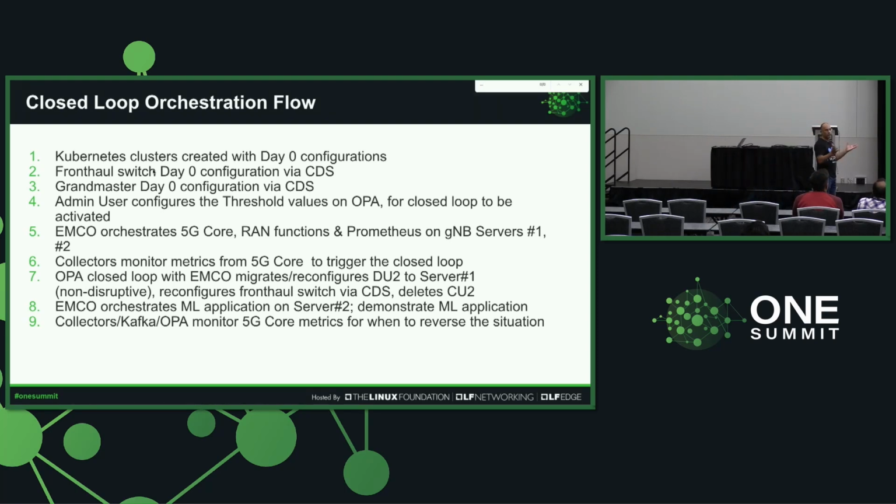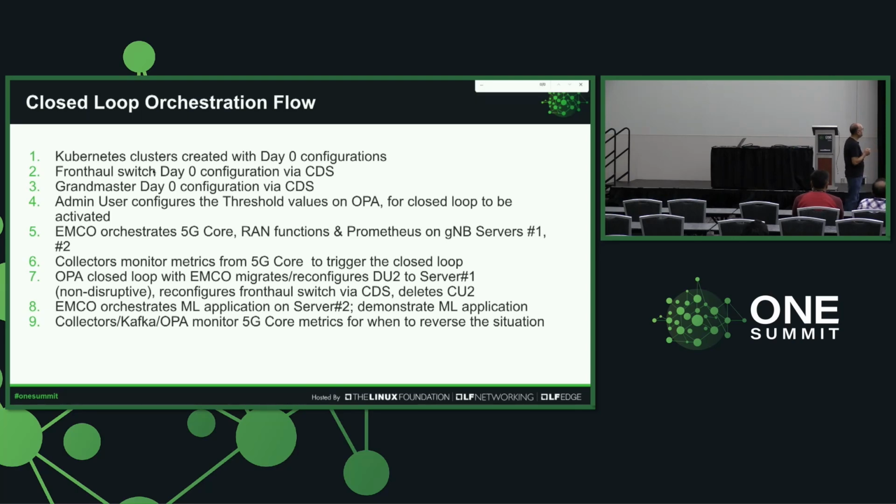So what is the flow of the closed loop? The flow is, first we have to create the Kubernetes clusters with all the day 0 configurations. We have to configure the front haul switch and the grandmaster with day 0 configurations. And that's all done via CDS and moving to Nefio.